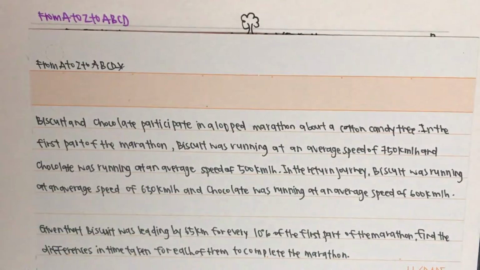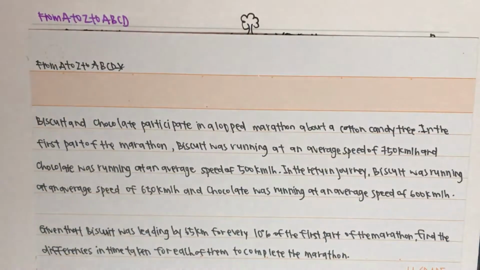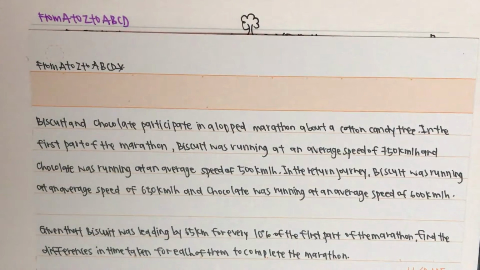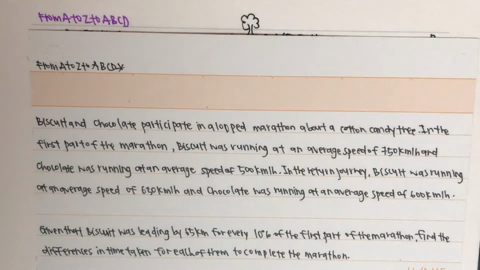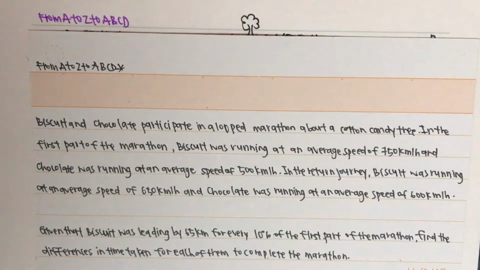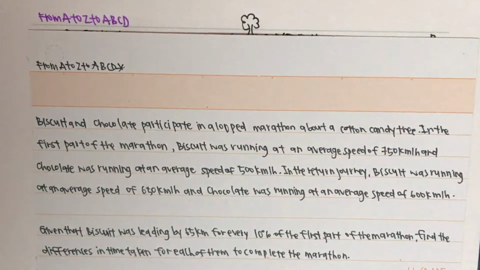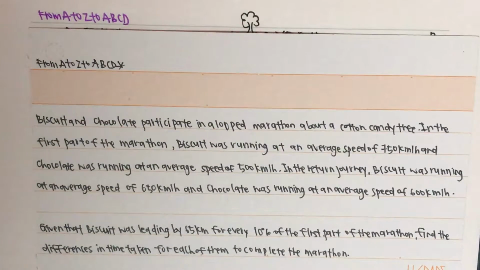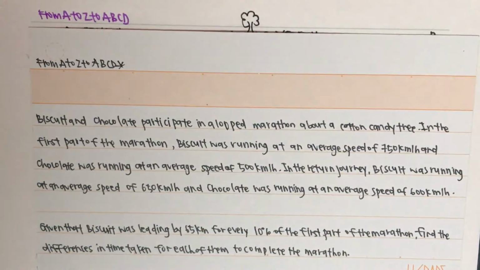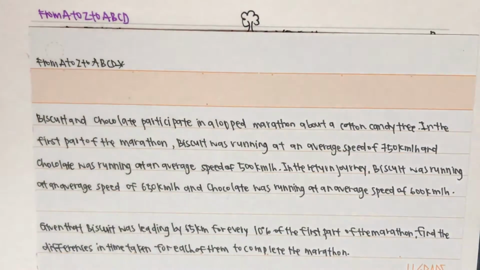Biscuit and Chocolate participate in a loop marathon around a cotton candy tree. In the first part of the marathon, Biscuit was running at an average speed of 750 km per hour and Chocolate was running at an average speed of 500 km per hour. In the return journey, Biscuit was running at an average speed of 650 km per hour and Chocolate was running at an average speed of 600 km per hour. Given that Biscuit was leading by 65 km for every 10% of the first part of the marathon, find the difference in the time taken for each of them to complete the marathon.